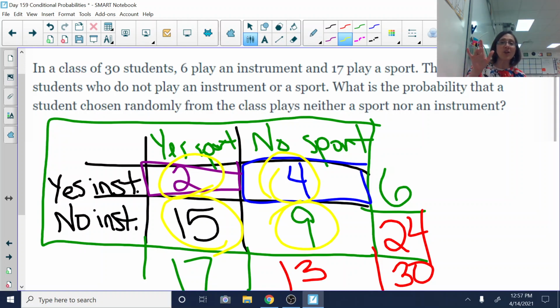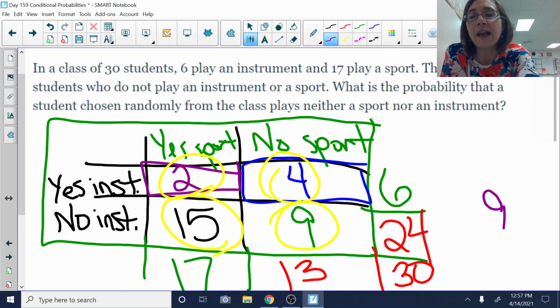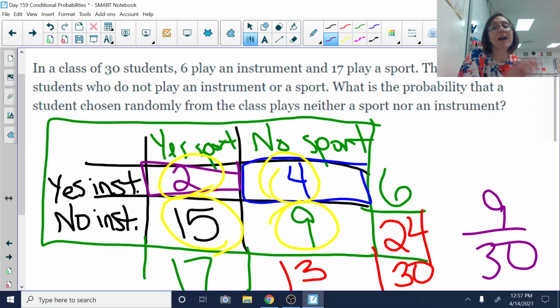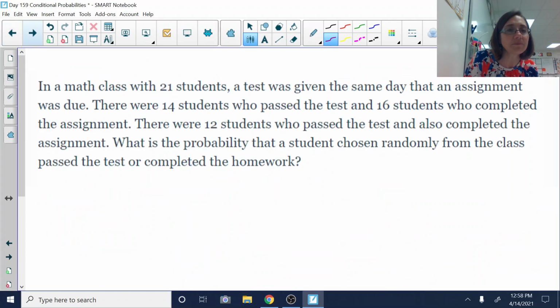So we just took all of those words and changed them into a table. Now let's see what they ask us about. It says, what is the probability that a student chosen randomly from the class plays neither a sport nor an instrument? So I'm looking for the no kids. They don't do either thing. No sport, no instrument. Well, there's 9 of them. And how many kids are in the class altogether? 30. So we're talking 9 out of 30. You can reduce by 3s and call that 3/10, which is 30%.